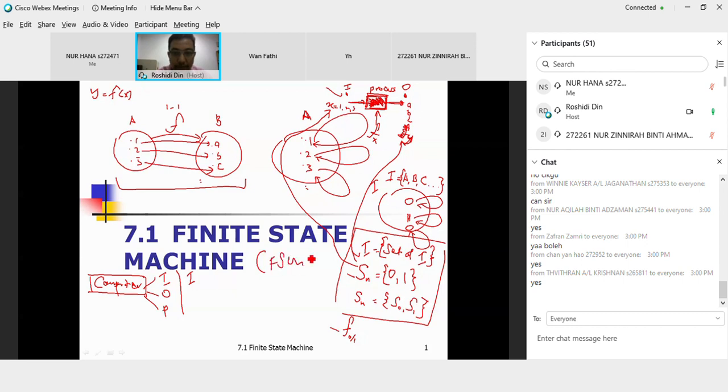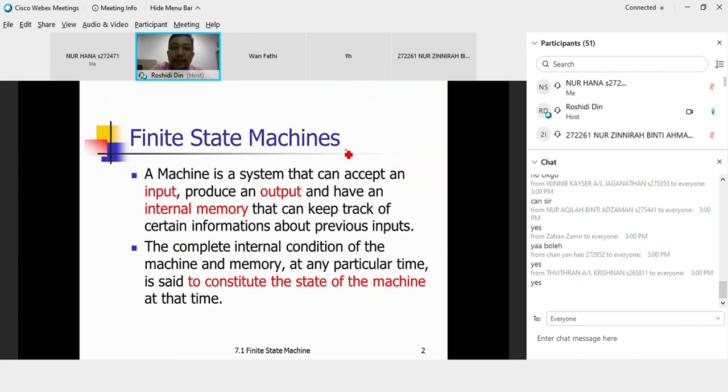Now, once we know what is I, what is S, what is F, we go to the definition of the finite state machine, FSM. A machine is a system. Once we talk about any machine, in general we talk about a system. A system is a complete cycle that can accept an input, produce output, and have internal memory where we can keep track of all the information based on the previous input. So this is the definition of machine.